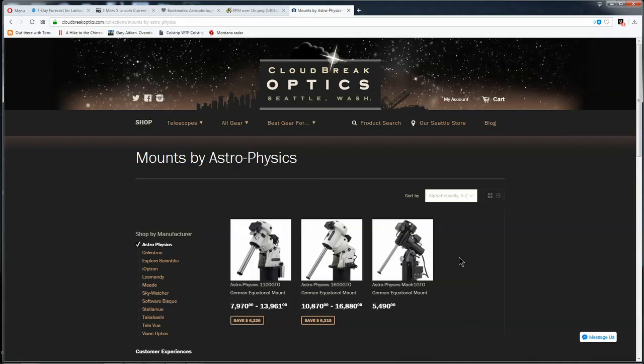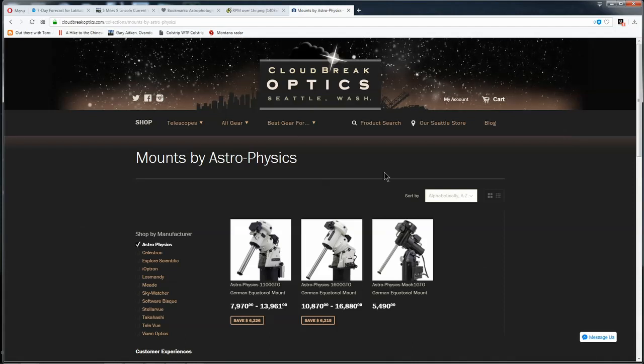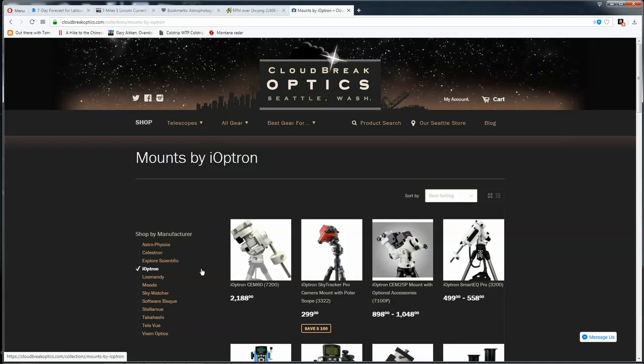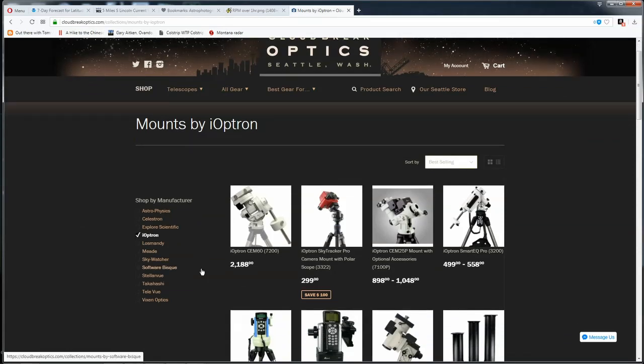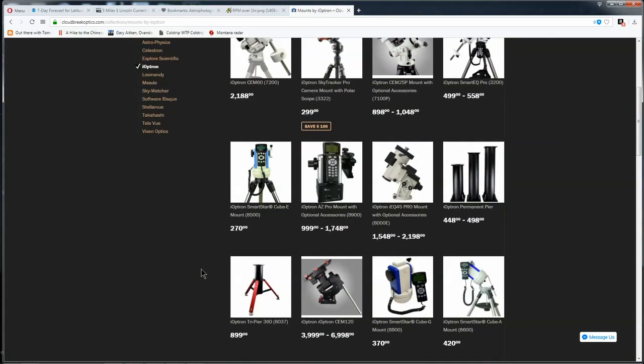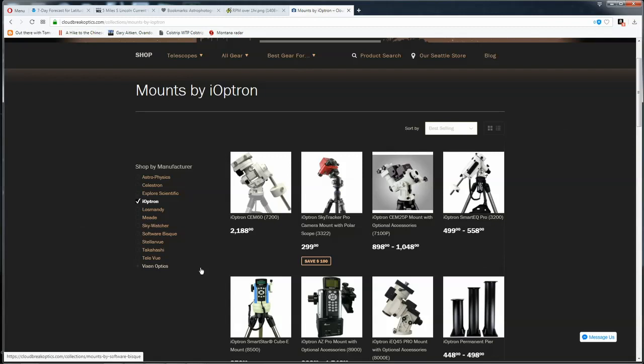So I started looking for what kind of mount I could have for essentially not that much money. And everybody said, don't go that way. Go with something that is going to handle your gear. And you're going to be thinking about spending a lot of money.